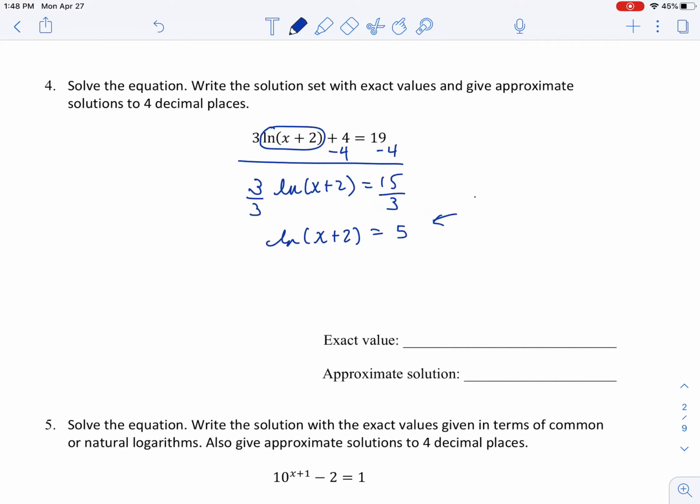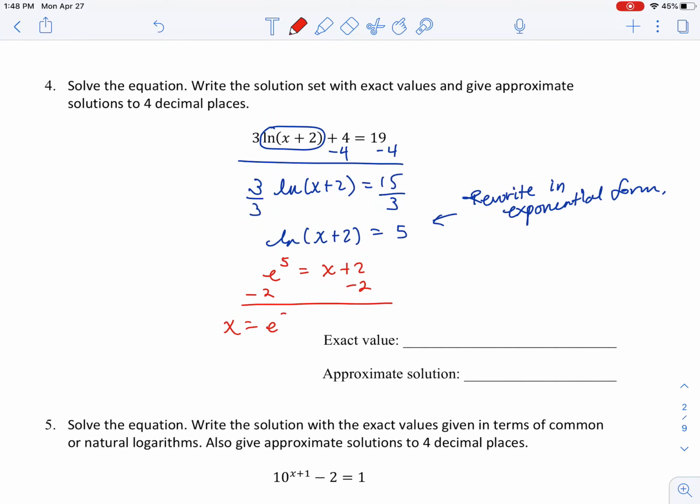This is where you're going to have to rewrite in exponential form. So let's do that. What's the base? What is the base of natural log? It's going to be e. E to the 5th power equals what? X plus 2. So if you're solving for x, subtract 2 from both sides, we have our answer.